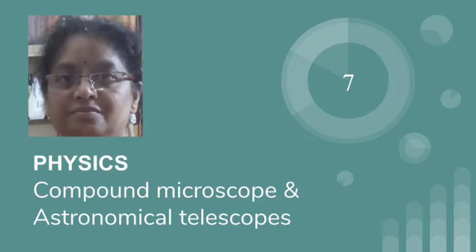The other important optical instrument is the astronomical telescope, which is used to observe heavenly bodies like stars, planets, etc. In the astronomical telescope, there are two lenses or lens systems. One is the objective, having a large focal length and large aperture. And the other is the eyepiece, which has a small focal length and small aperture. Both are mounted on the free ends of two coaxial tubes that can slide one over the other.